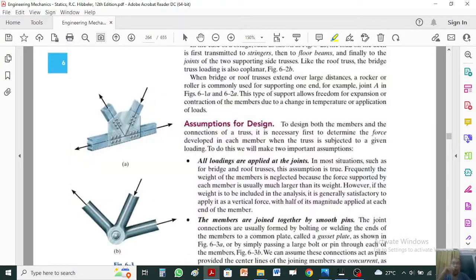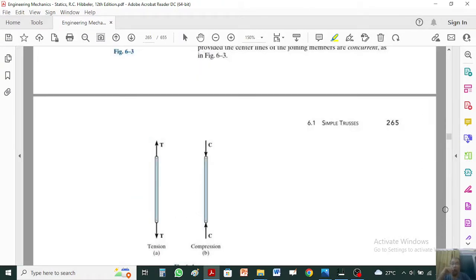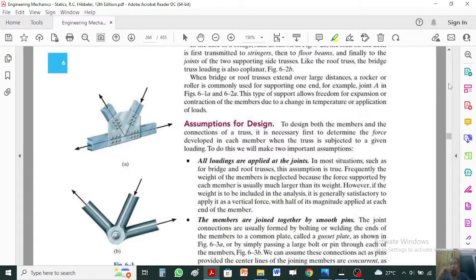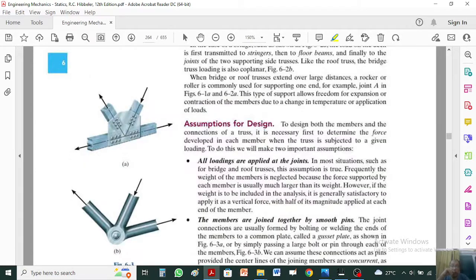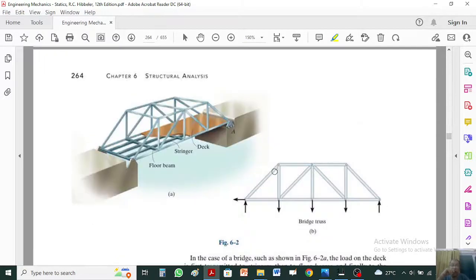Always remember, the loads will always be transmitted at the joints. It will never be at the midpoint of a member. The loads can be vertical or horizontal, and they are always placed at the joints. Each member will always carry a load which is either tensile or compressive along the member.